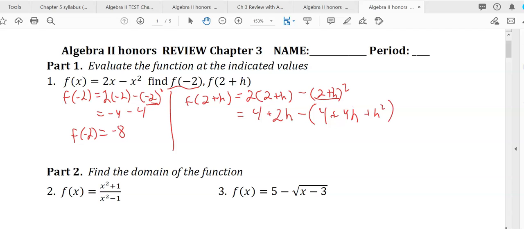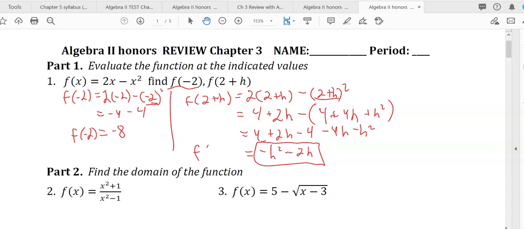And it's very important that all those things are being subtracted now, right? So we get 4 plus 2h minus 4 minus 4h minus h squared. So with functions, you don't really have to simplify or factor this, but we do need to combine like terms after we multiply it out. So -h squared, 2h minus 4h is minus 2h, and 4 minus 4 is 0. So that is our answer for f of 2 plus h.